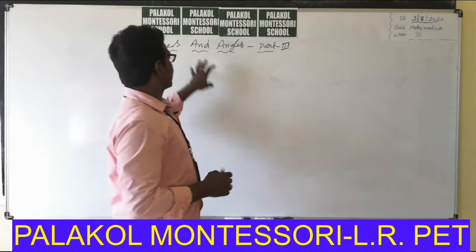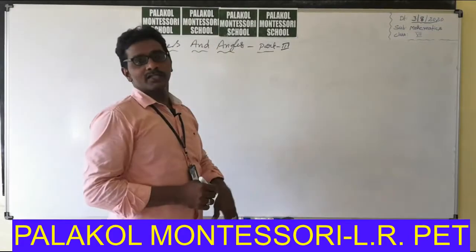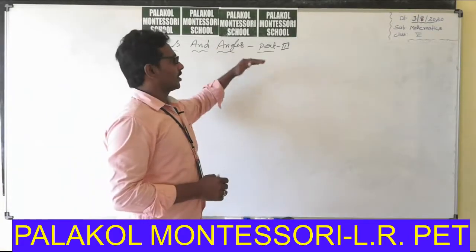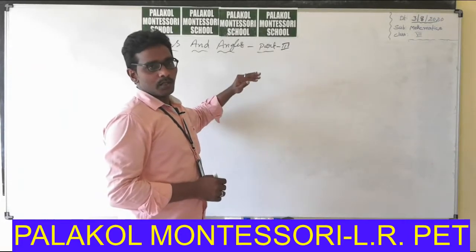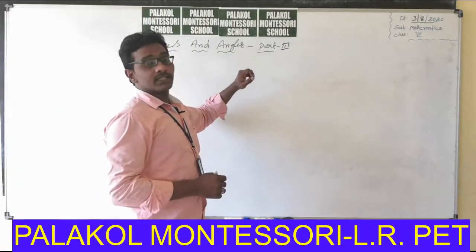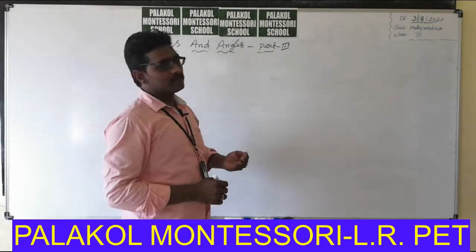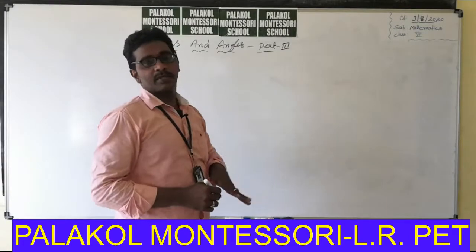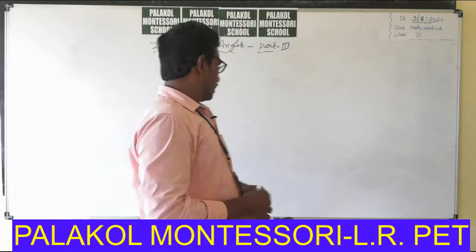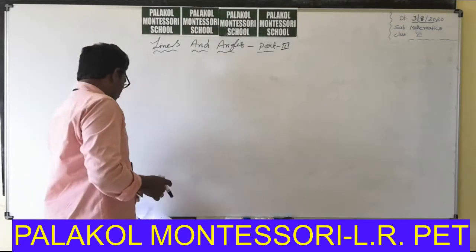Today we discuss Lines and Angles, part 3. In the same topic I have completed two parts. Part 1 was completely the introduction. Part 2 completed the transversal properties. Now part 3 discusses the sums. I write one sum on the blackboard.